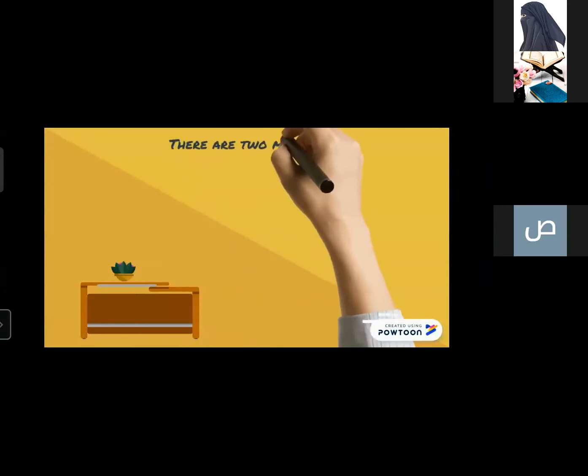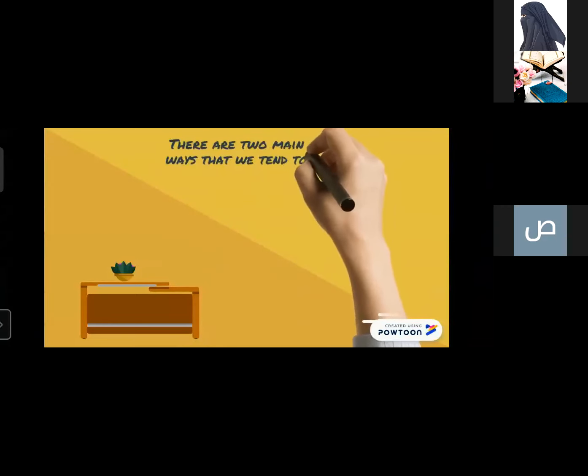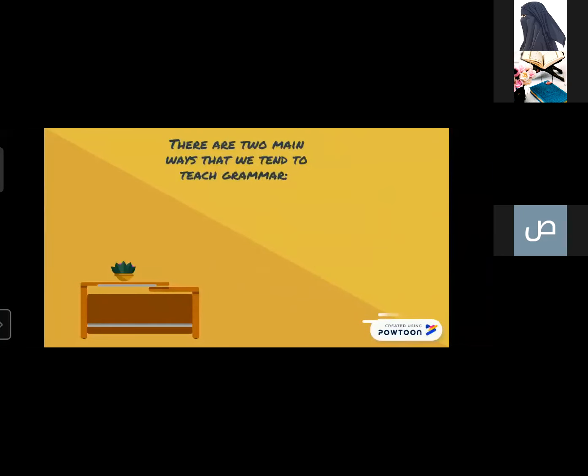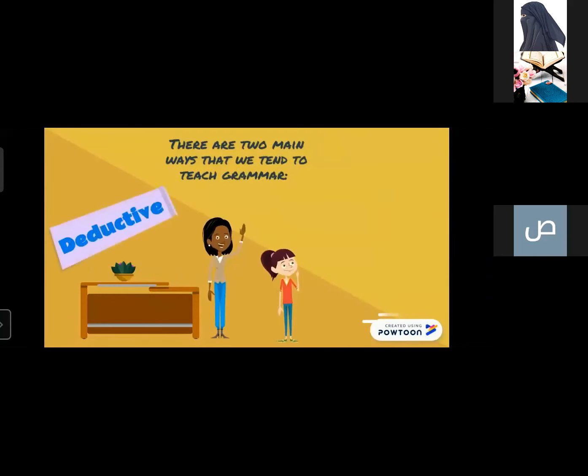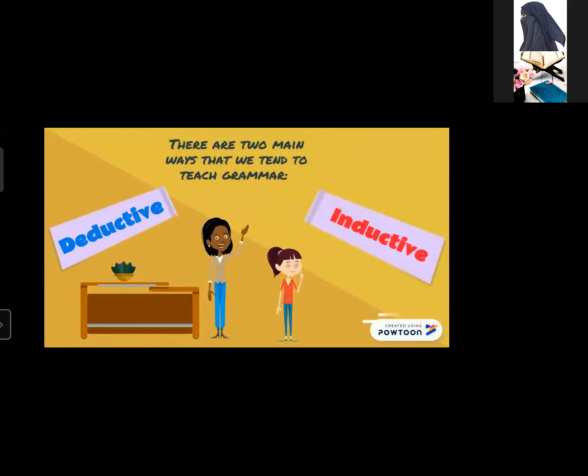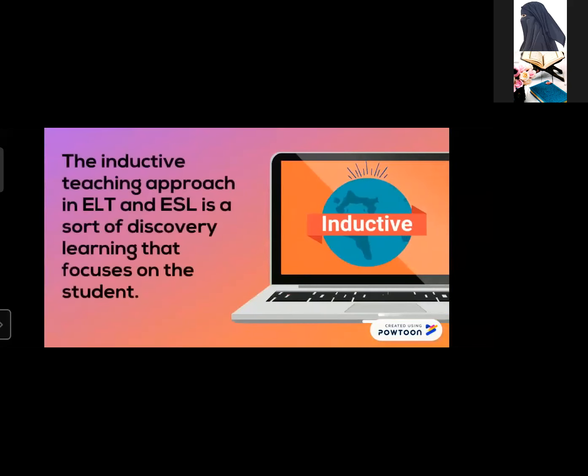There are two main ways that we tend to teach grammar, in a deductive or inductive way. Both teaching approaches have their pros and cons, and which approach we use when can depend on a number of factors, such as the nature of the language being taught and the preferences of the teacher and learners. The inductive teaching approach in ELT and ESL is a sort of discovery learning that focuses on the student.